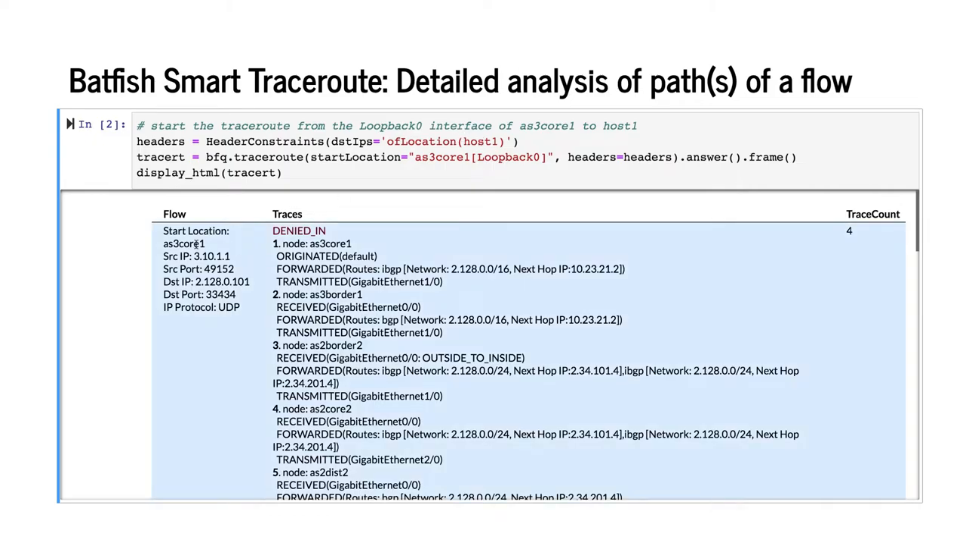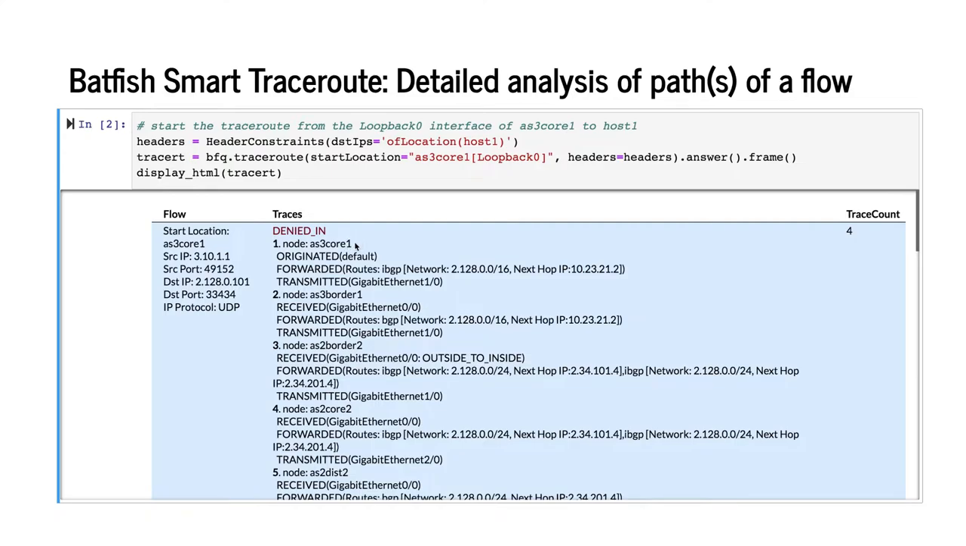The first column shows the specific flow that was traced. The trace starts at AS3 Core 1, and Batfish has automatically populated the source IP of loopback 0 and the destination IP of host 1. By default, Batfish uses standard UDP traceroute, though you can override this choice by changing header constraints. We'll show this later. The traces column includes hop-by-hop detail for all paths this flow can take through the network.